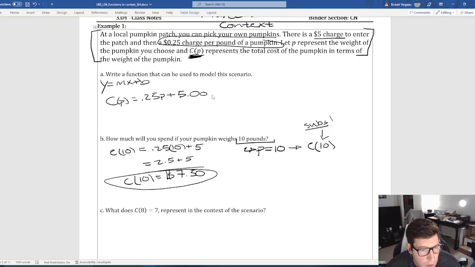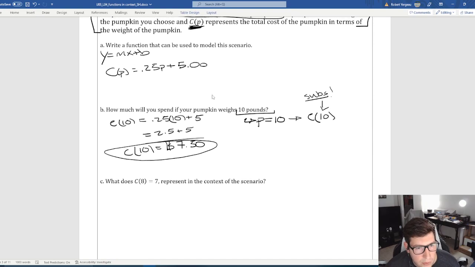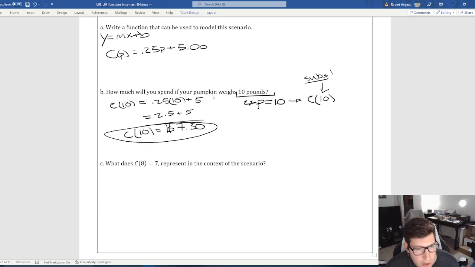Okay, well, let's look at C. As we've seen previously, when we have a question like C, where both values are filled in and we want to know what this represents in context, what they're really looking for here is an interpretation. We need to interpret. That's what we're looking to do. And so we have this lovely p-value. So p is equal to 8. And remember, this represents the pounds, or the weight, of the pumpkin we chose.